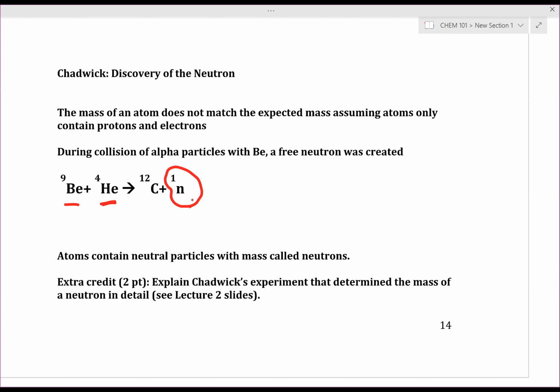And I'd like you to consult our slide set. If you provide me a reasonable explanation on how exactly Chadwick's experiment was conducted and how the mass of a neutron was determined, I'll be able to provide you 2 points of extra credit. We're not going to go into too much detail into that experiment in this class, since it's more just reading for fun. So we've established that there are 3 fundamental particles, and we're able to determine their mass, charge, and mass to charge ratios.